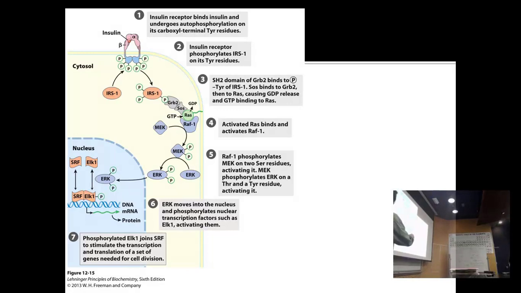The K stands for kinase. Whenever you see K at the end of a protein name, that means you have a protein that's going to go around. When it's activated, it's going to go around and put phosphates on things.